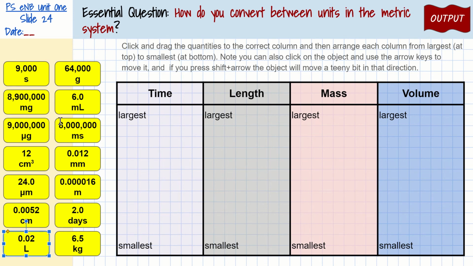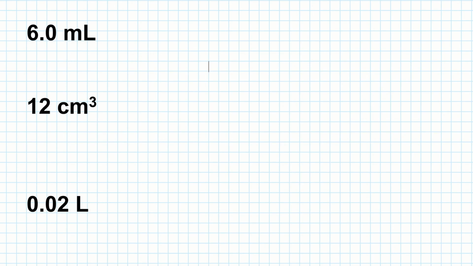Okay, so now I have to be able to compare those. And right now they're not in the same units. So in order to compare these amounts, I have to convert them all to the same unit. Okay, so let's go over on some scratch paper here and take a look at what we have. So we have milliliters, cubic centimeters, and liters. So let's go ahead and just try to convert everything into milliliters. Okay, so I'll leave this one as 6 milliliters, and we're going to convert the other ones into milliliters.